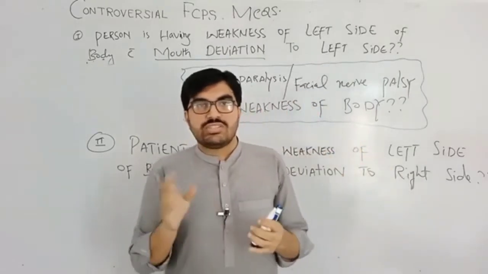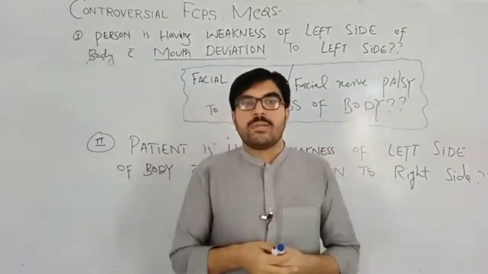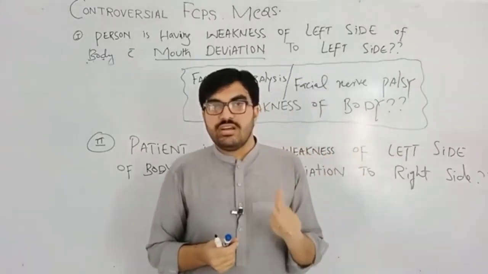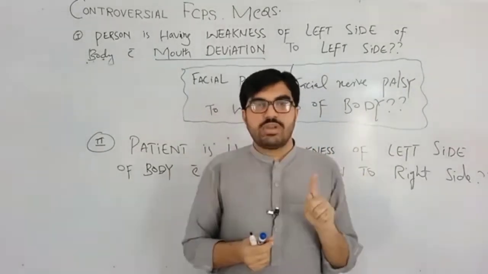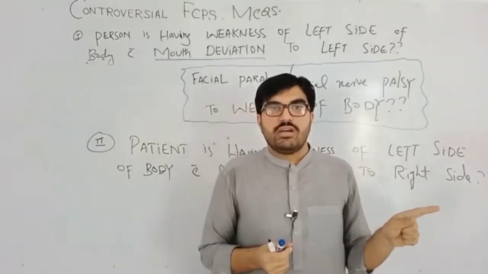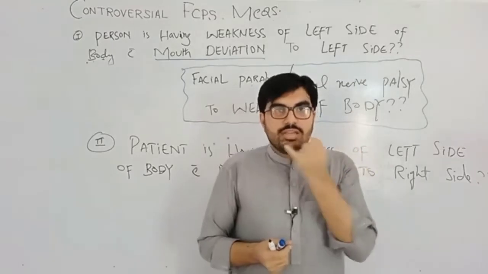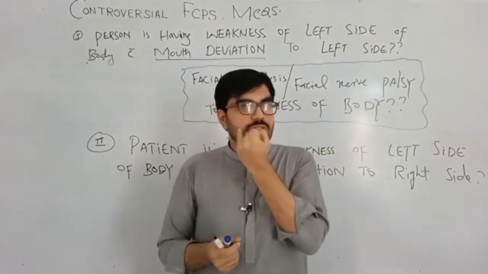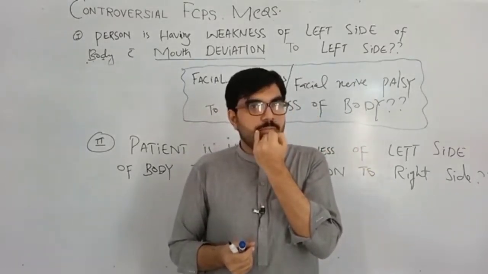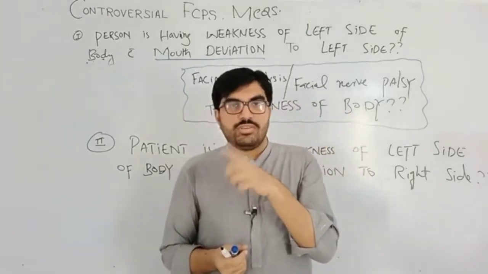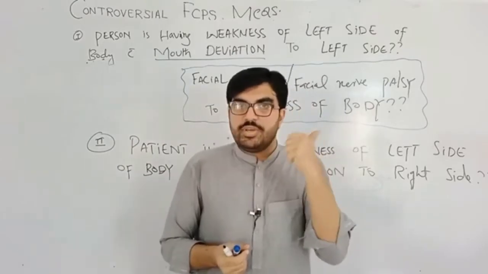So which side is paralyzed? That is opposite to the mouth deviation. That is very important. Which side of the facial nerve is paralyzed? The side opposite to the deviation, because the mouth is deviated to the healthy side. On the paralyzed side, it cannot push the end of the mouth back. So if the mouth is deviated to the left, it is right facial nerve palsy. If the mouth is deviated to the right, the left facial nerve is paralyzed.